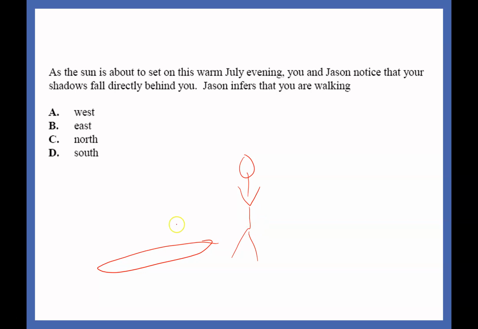So shadows directly behind this person means the sun has to be here, because the sun's shining, the body's blocking it, creating a shadow. If they're walking facing the sun, which direction is the sun? The sun sets in what direction? The sun sets in the west. So they are walking west. Because they're walking this way, their shadow's right behind them. They are walking west into the sun.